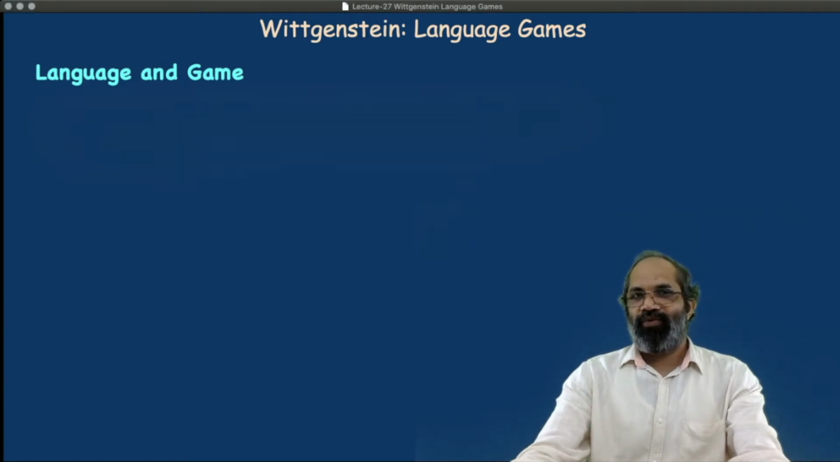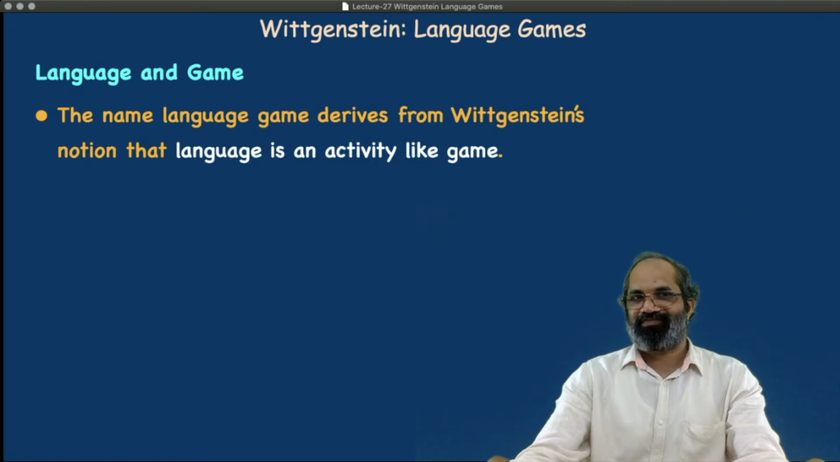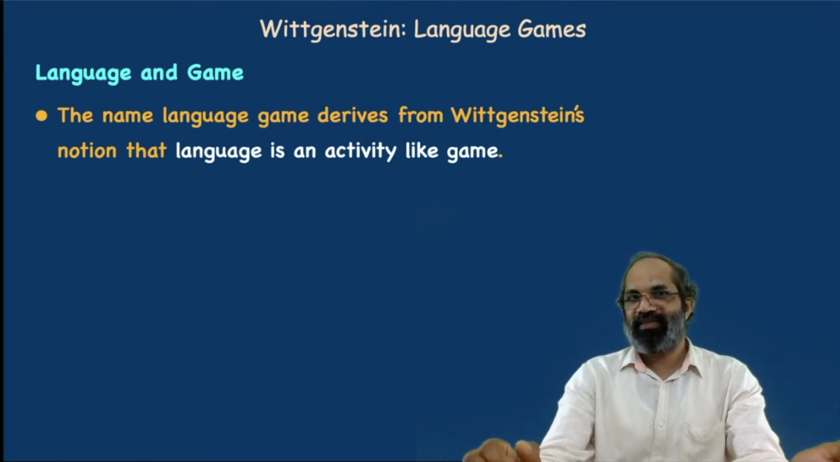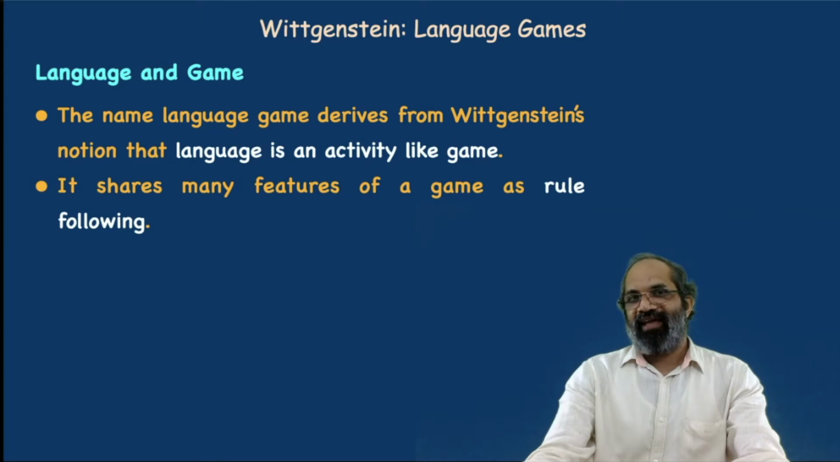Initially, to look into what's a game. The name language game derives from Wittgenstein's notion that language is an activity like a game. There are many similarities between the way you play a game and the ways in which we use language. And it shares many features of a game, such as rule following.